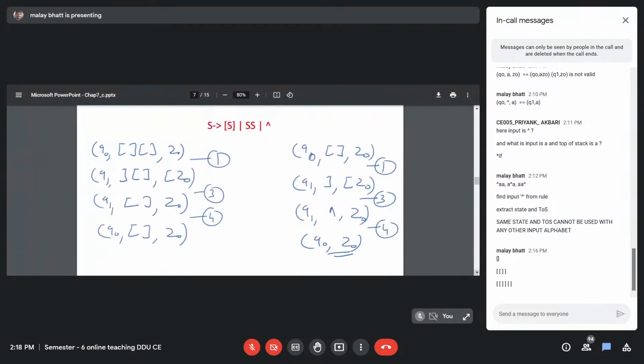Now you can see this Q0, opening bracket, and Z0. So from Q0 we'll go to Q1 state because Q0 is the accepting state. We'll change the state to Q1 and we'll push the opening bracket on the stack, so opening bracket Z0.